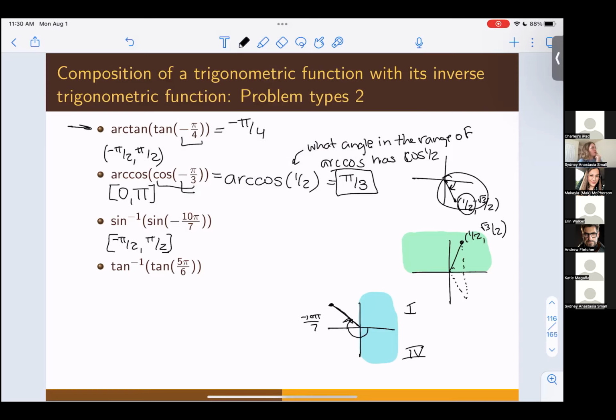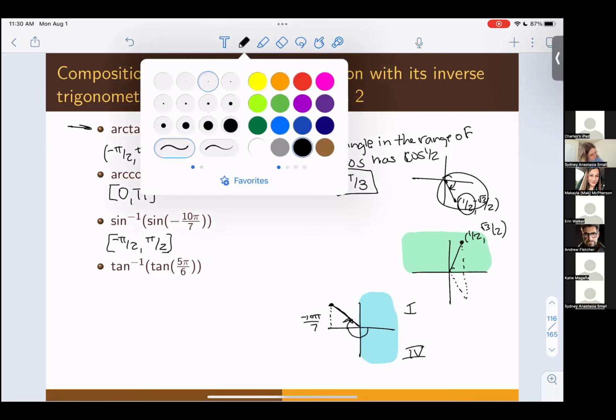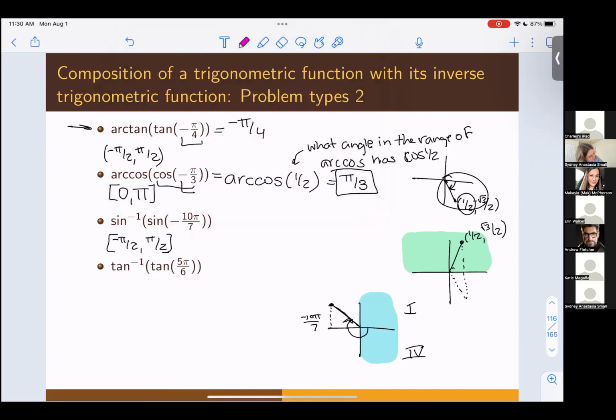Now I want to think about, okay, what angle in my allowed range over here, in my restricted domain for sine, has the same sine as negative 10 pi sevenths. Remember, sine is the y coordinate on the unit circle. I'll just do that in a different color. I want something in my allowed range, in my restricted domain of sine, that crosses that pink line, that has the exact same sine. So that would be this angle right here.